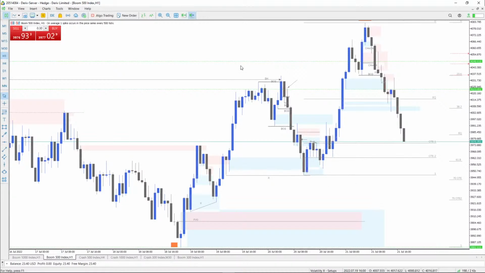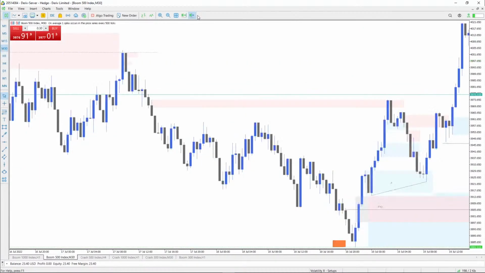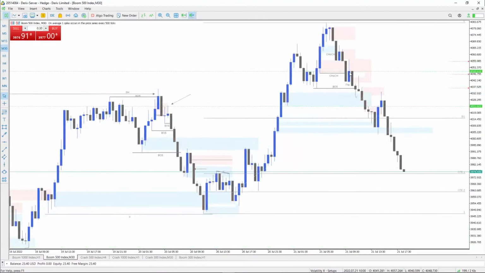And well, I didn't ride this all the way down, I just took profits early. So this is what price did. Price did break of structure here, but upon the flip, I just took my sells, 2 positions here with 0.5 lots, and then I saw that price did a break of structure here also.